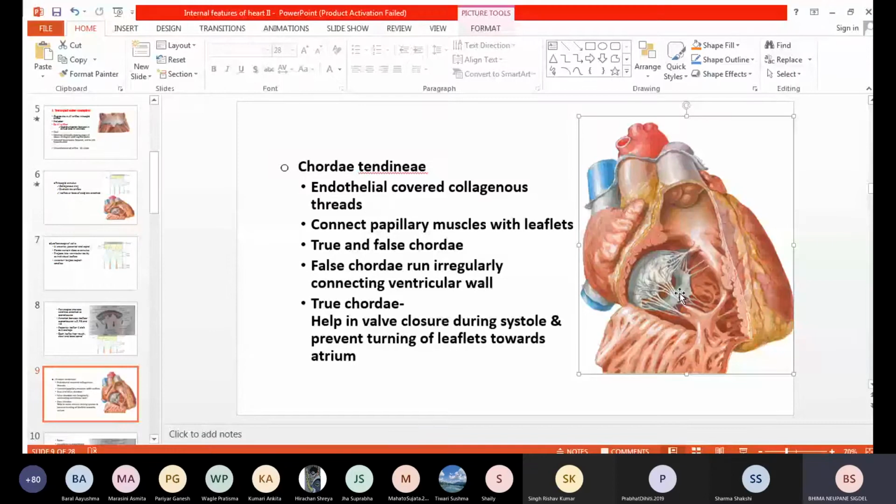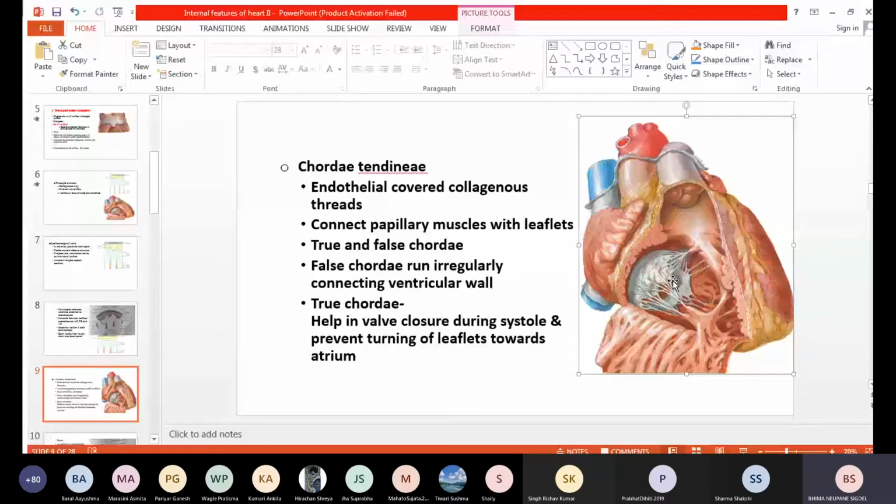After that, the function of the true chordae tendineae. The most important function is that they help in the closure of the tricuspid valve during systole, that is, contraction of the ventricle. They help in complete closure of the valve, and they also prevent the inward turning of the leaflet. The inversion of the cusp or leaflet towards the atrium is prevented by the chordae tendineae.